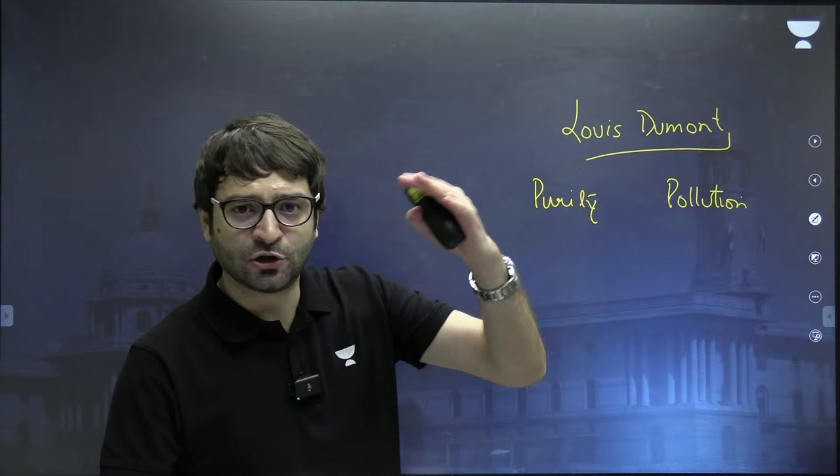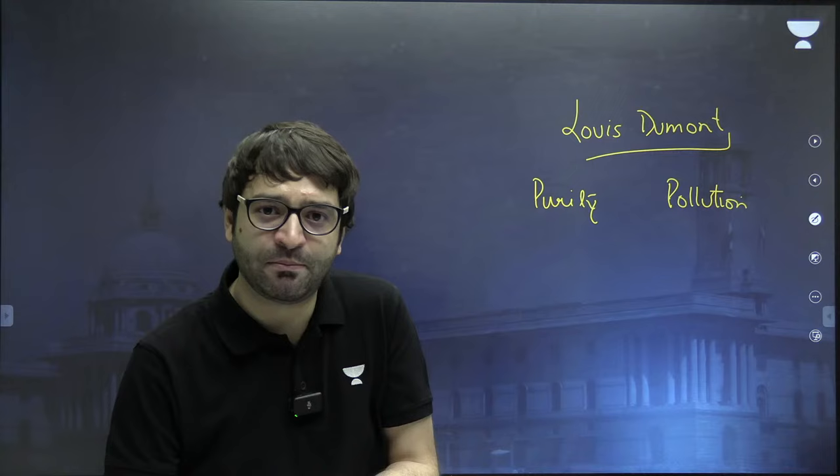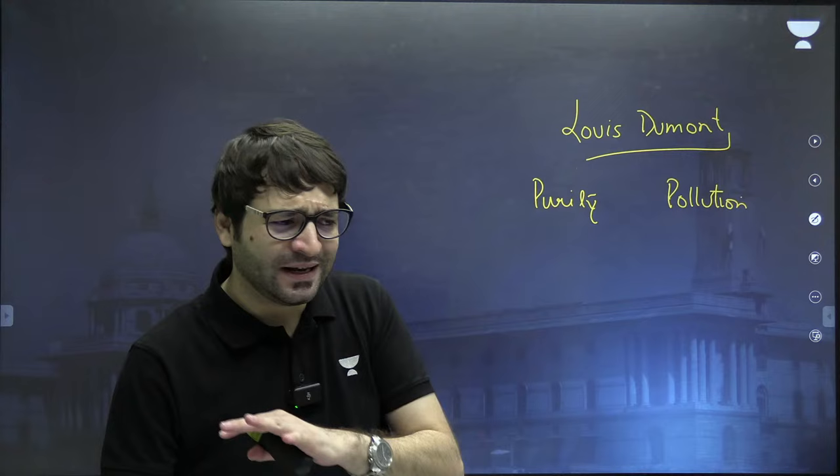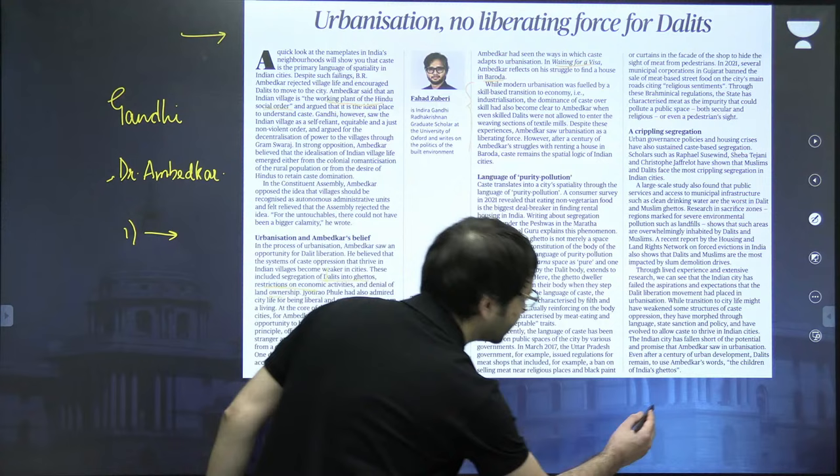Brahmins, who are at the top of the hierarchy, who are from the priestly class, are pure. Their dressing sense, their food habits, their drinking habits, they are all pure. And those so-called untouchables are impure. Their dress habits, their food habits, drinking habits, they are all impure. And now to add to this purity and pollution binary, we have another thing called meat.